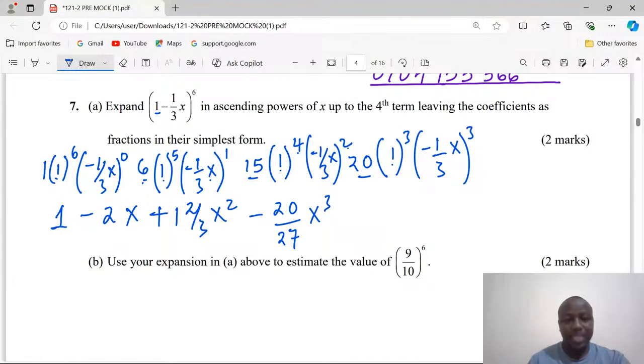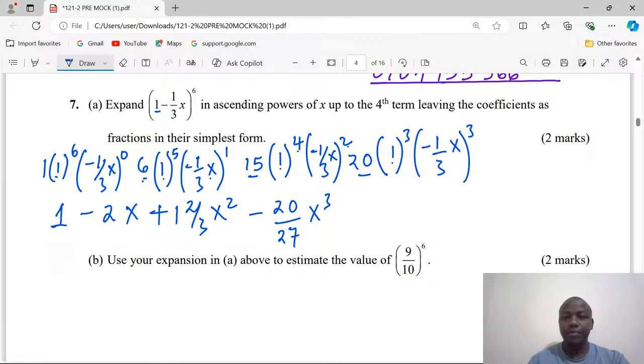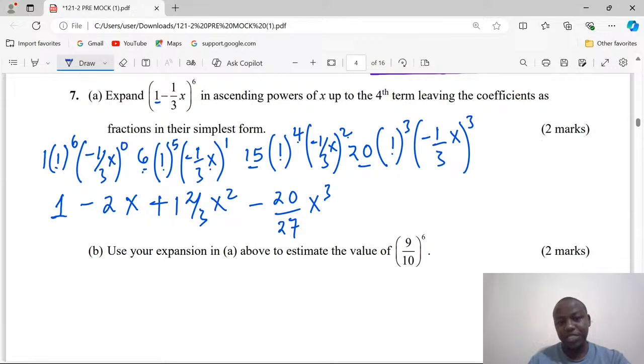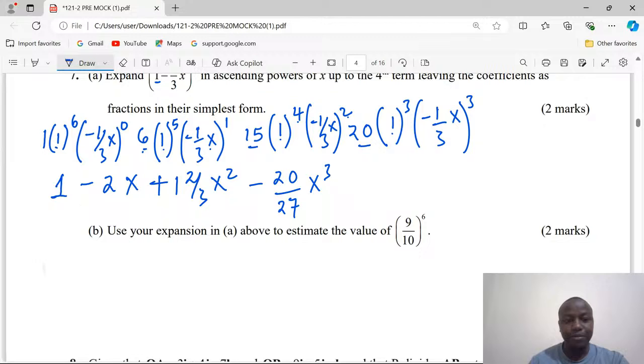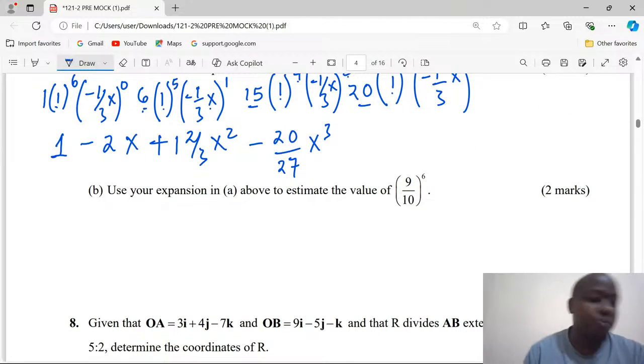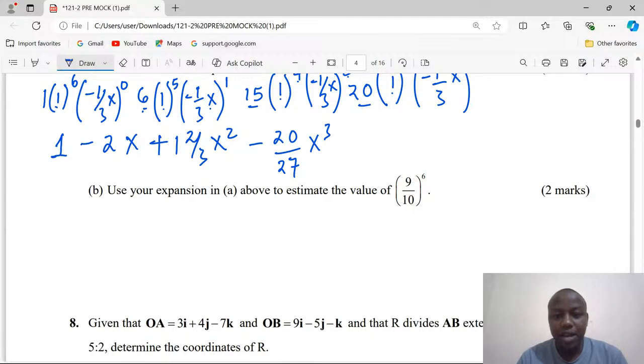So that is the expanded form with fractions in their simplest form. And again, we are supposed to know that the expansion was to go up to the fourth term. So we are done with the expansion. The next thing is to use the expansion. Use your expansion in A above to estimate the value of 9 out of 10 raised to power 6.